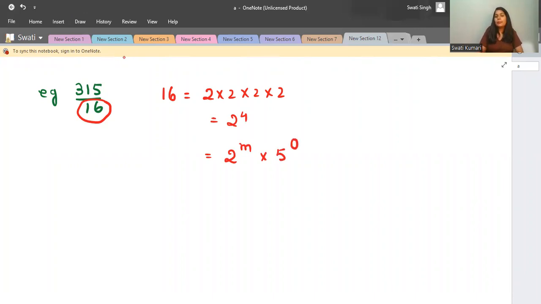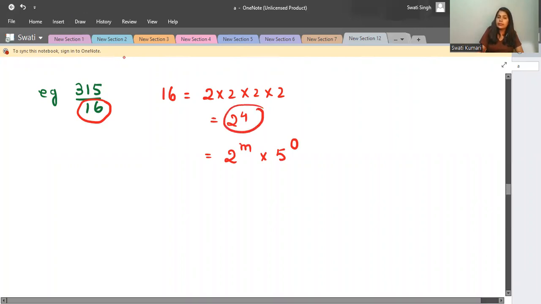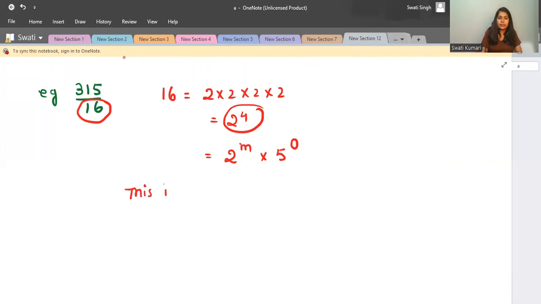So 2 raised to m into 5 raised to n we are getting, where n is 0 and m is 4, right? So since this is in the form of 2 raised to m into 5 raised to n, where n is 0, right? So therefore we can say that this is a terminating decimal expansion.